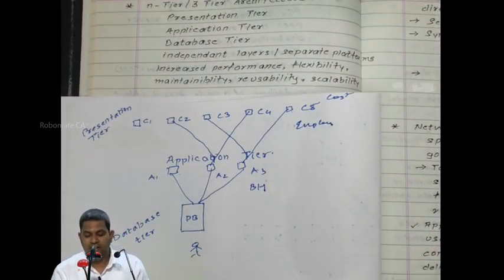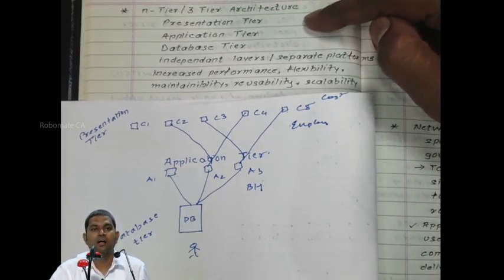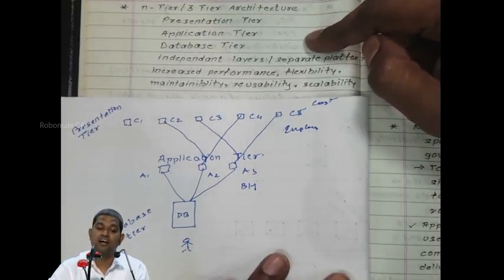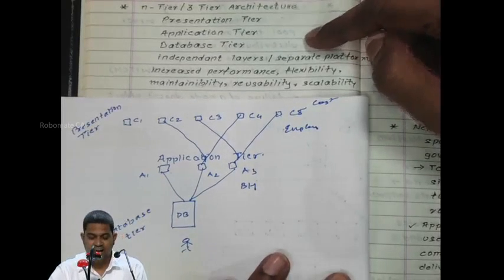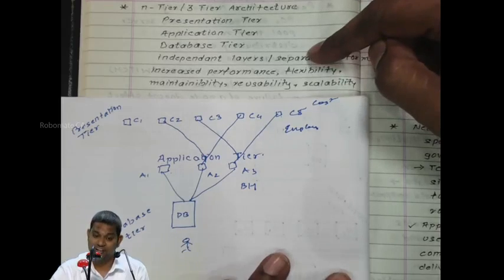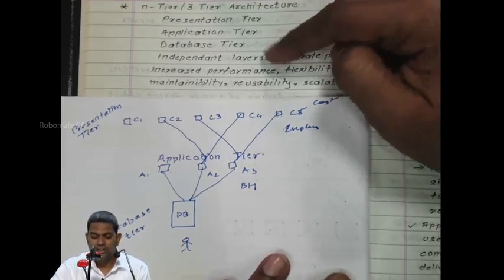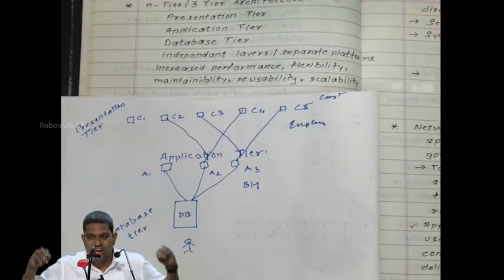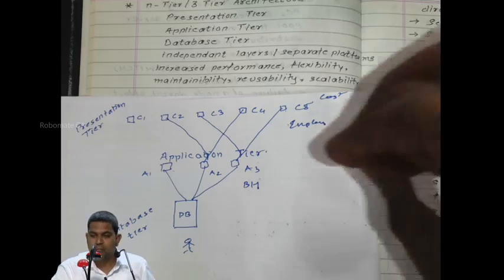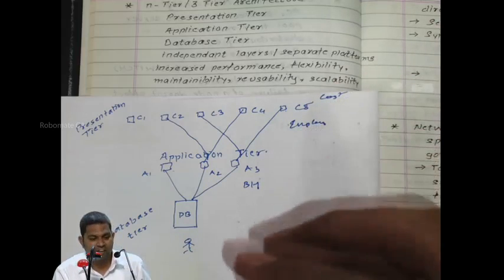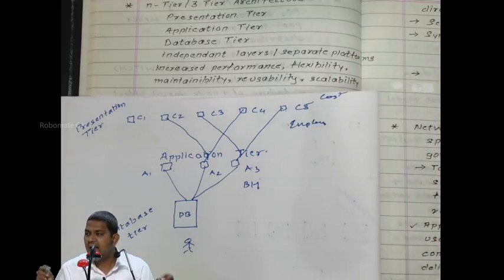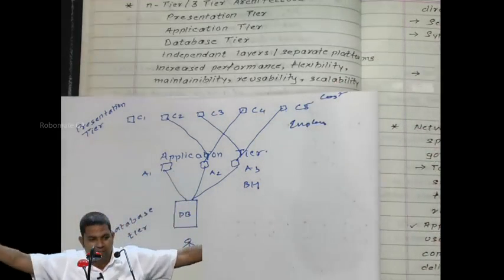Here we will be having 3 different tiers. The presentation tier with the employees, the application tier with the business head, and database tier with the owner. Okay, all these 3 tiers are independent layers. So if you are performing on one particular tier, it will not affect working of the another tier. All these are independent and they work on separate platforms.